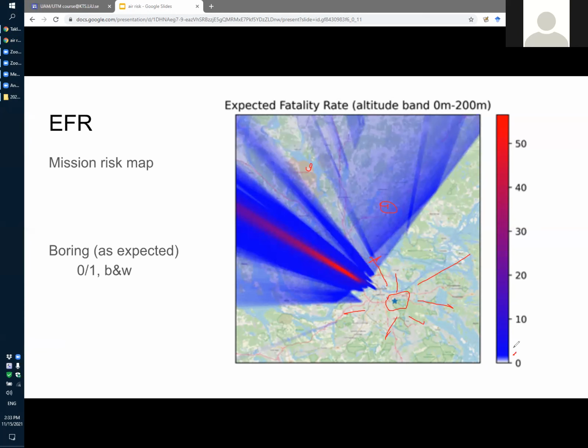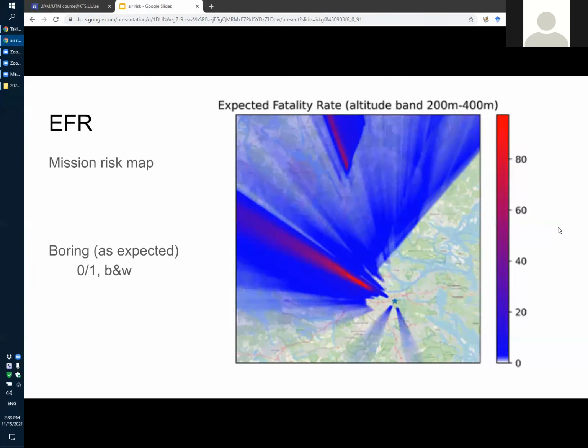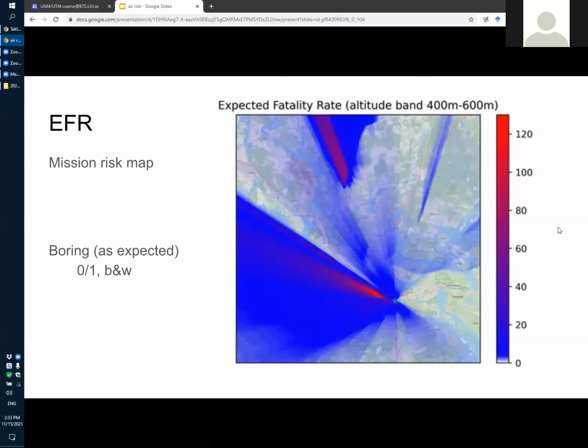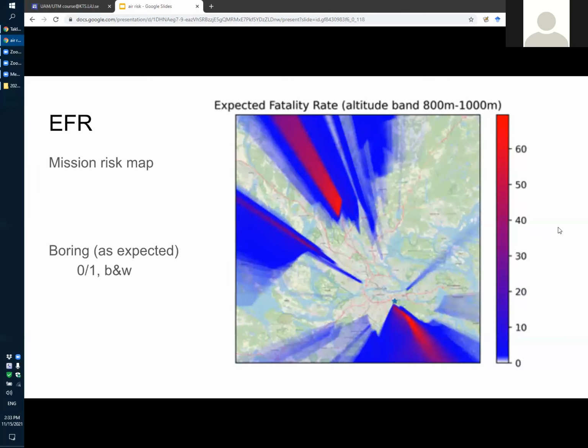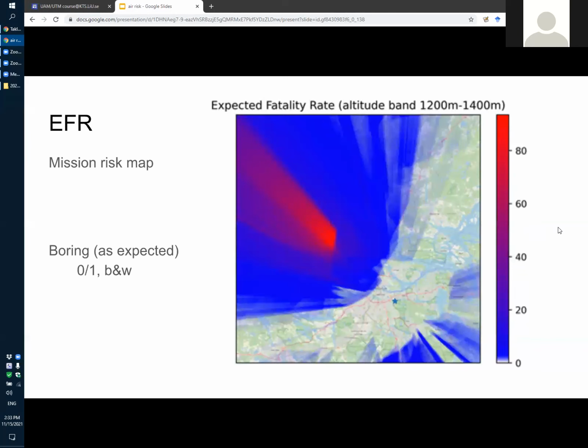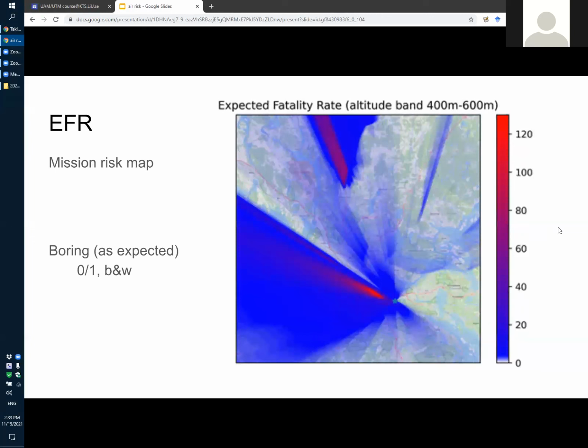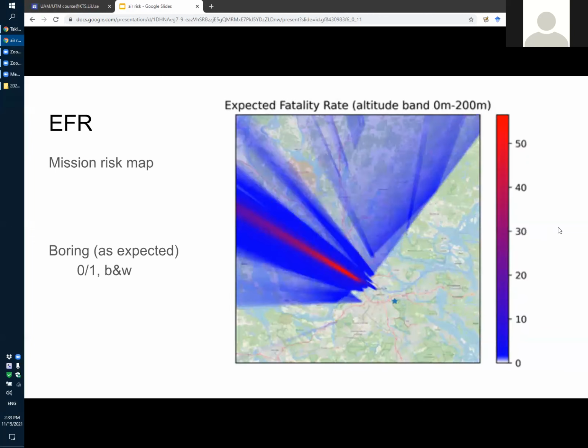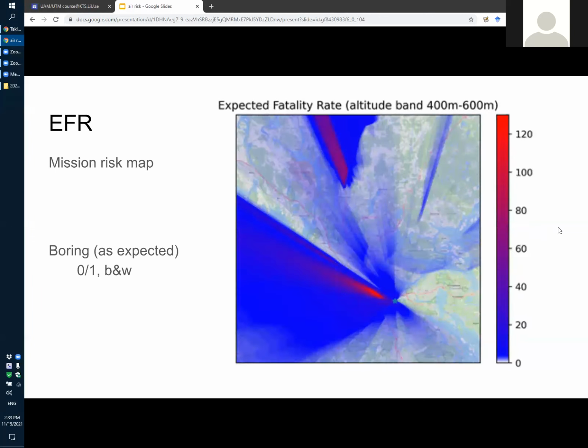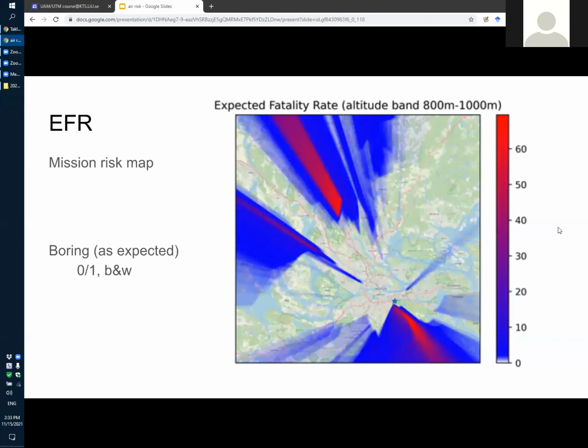So even if you are very close to the bottom here, if it's not zero, then it's still prohibitively high expected fatality rate. And again, I will flip through a few slides. So this is from 0 to 200 meters, extra 200 meters, more, and so on. So again, flipping back and forward on these slides, you can see how the available airspace changes depending on the altitude at which you are flying.